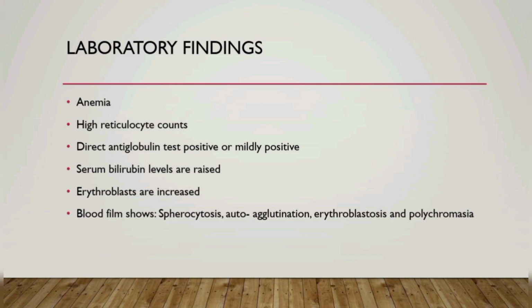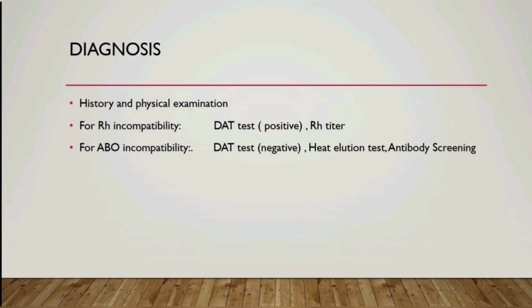For diagnostic purposes, first of all, we will take the history and then the physical examination for the clinical features. Then we will go to the specific tests. For Rh incompatibility, we will do the DAT test, as that test is always positive in Rh incompatibility, and then we will do the Rh titer. For ABO incompatibility, the DAT test is performed and it is negative or it may be weakly positive. And then we will do ABO antibody screening and then heat elution.